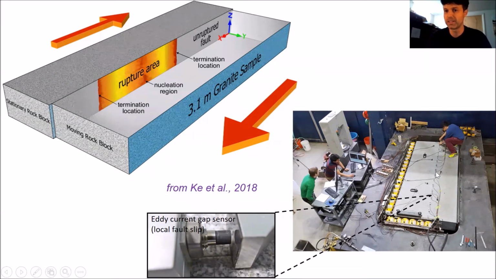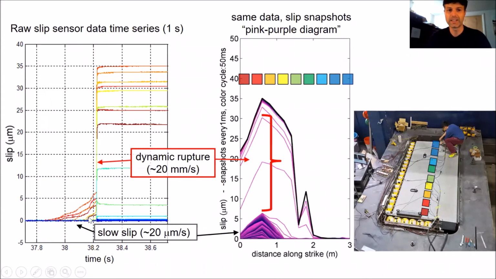We have an array of 16 slip sensors that go down the length of the fault that measure local fault slip. And if we color code them, so we're pushing on the red end and the blue end is the far end, and we look at that slip sensor data as a function of time, we can see that suddenly there was a slip event here, and many of the sensors showed some rapid slip, about 35 microns of slip for this magnitude -2.5 event. Some of the slip sensors, like this blue one at the far end, didn't show any slip at all. And some of the slip sensors showed some slow precursory slip that preceded the slip event.